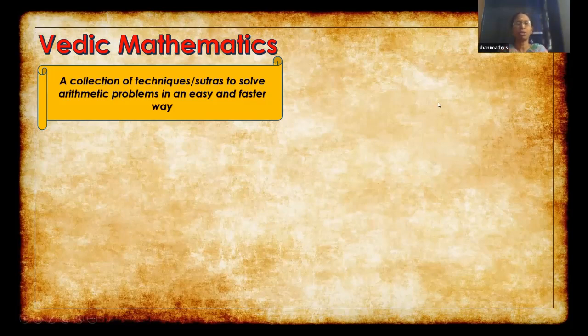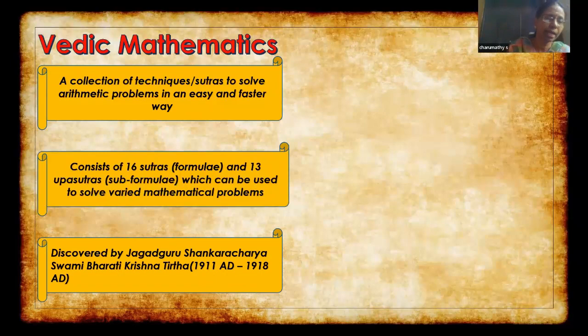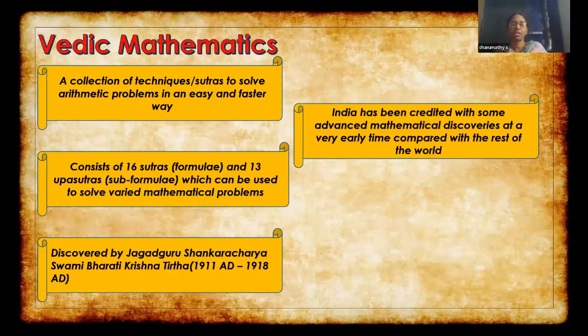But where are we going to use this? This can be used in various mathematical problems, not only in addition, subtraction, multiplication, division, even in algebra, calculus, and even in exponents and powers. It consists of 16 sutras, which we call formulae, and 13 upasutras, which are sub-formulae, which can be used to solve various math problems. It was discovered by Jagadguru Sankaracharya Swami Bharati Krishna Tirtha between 1911 and 1918 AD.